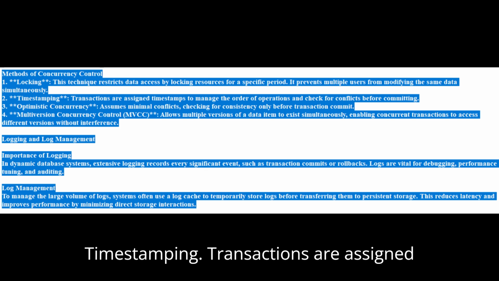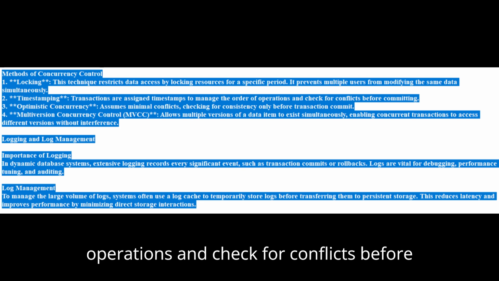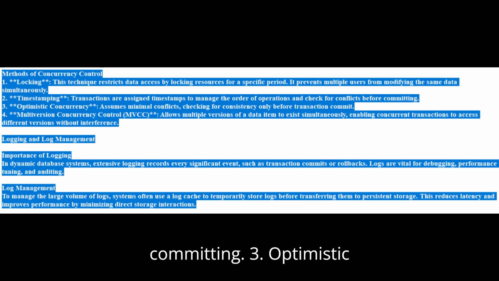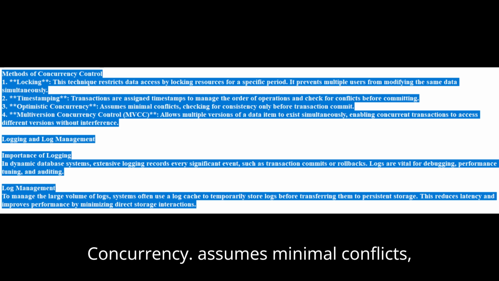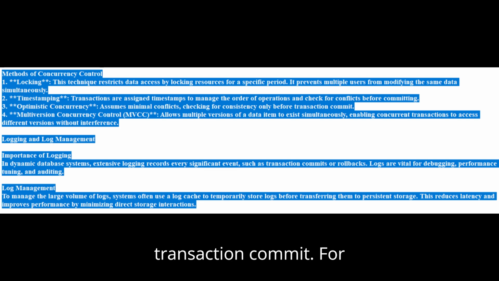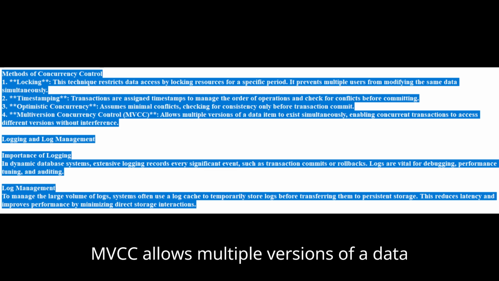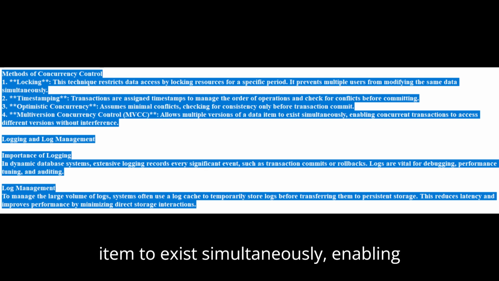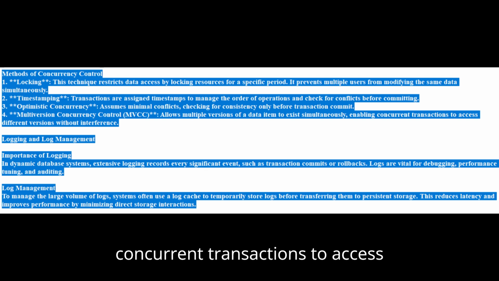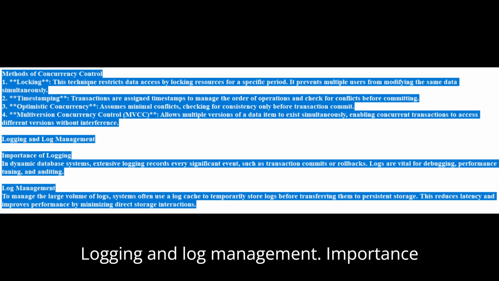2. Timestamping. Transactions are assigned timestamps to manage the order of operations and check for conflicts before committing. 3. Optimistic concurrency. Assumes minimal conflicts, checking for consistency only before transaction commit. 4. Multi-version concurrency control. MVCC allows multiple versions of a data item to exist simultaneously, enabling concurrent transactions to access different versions without interference. Logging and log management.